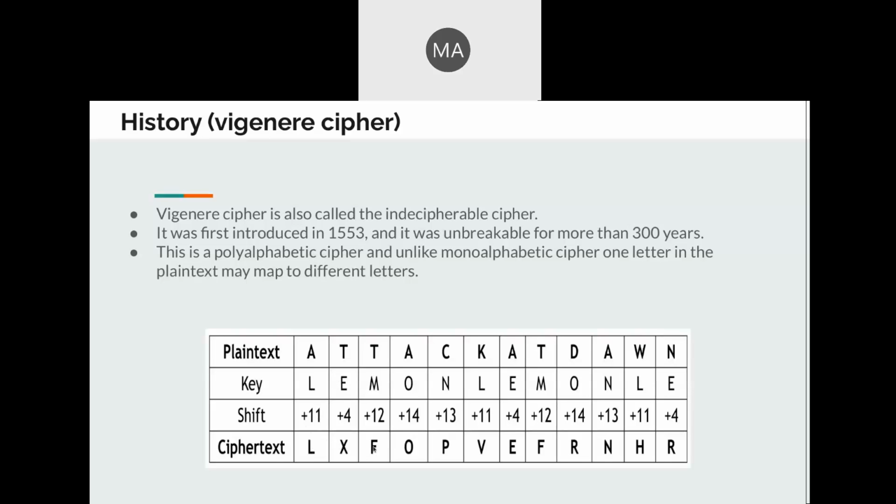And unlike a substitution cipher, here we can see that T once gets replaced by X, and some other time this T is replaced by some other value, that is F. But in a simple substitution or in a Caesar cipher, the T always gets replaced by some fixed value.